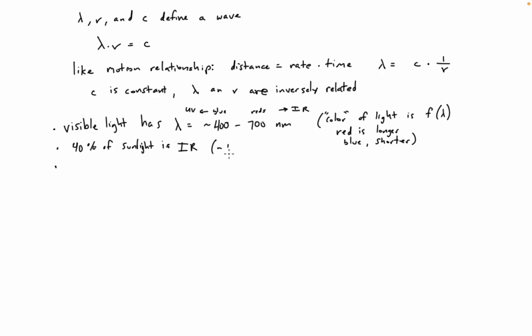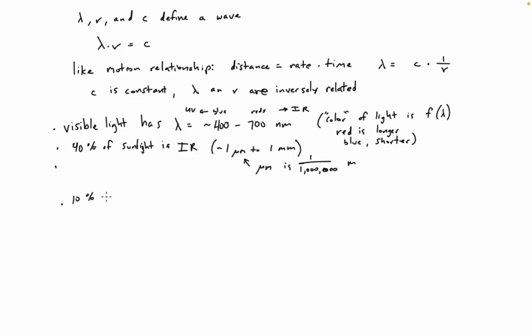So this is a wavelength of around 1 micron to 1 millimeter. So 1,000 nanometers is equal to 1 micron. Just to be complete, a micron is one millionth of a meter.